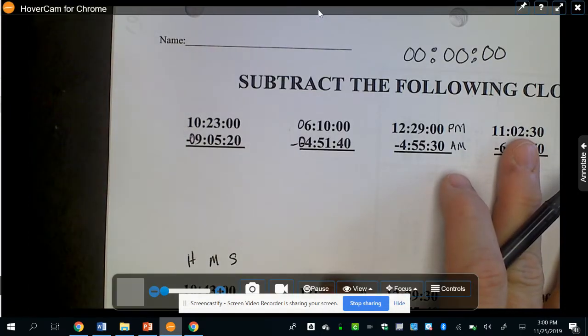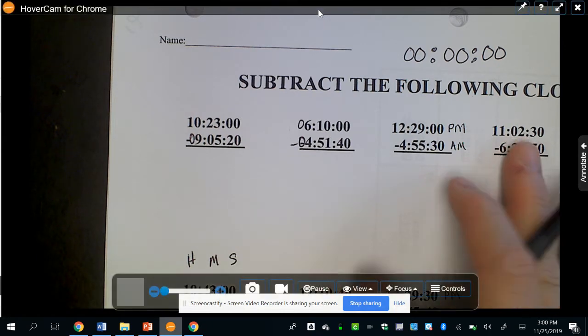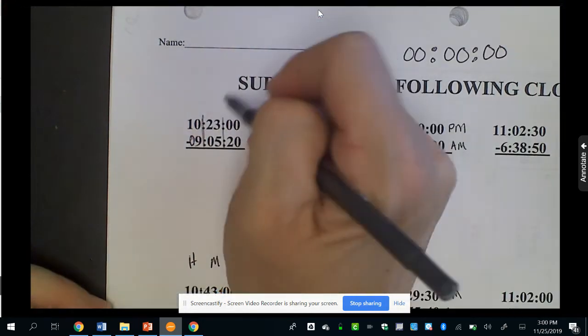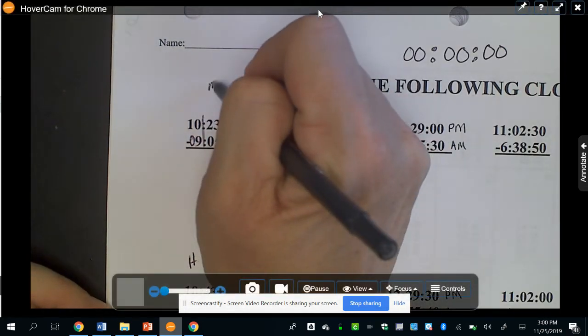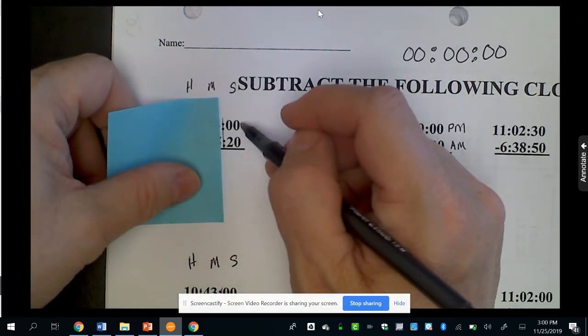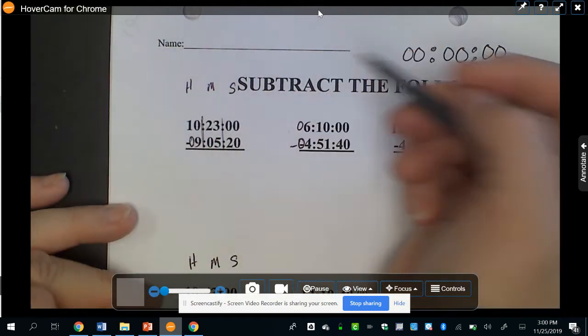I'm going to then take you to another example where we're going to have to borrow. And there's just a reminder, 60 seconds in a minute, 60 minutes in an hour. I'm going to put my little reminder lines in by my colons. I'm going to look at my seconds first, then my minutes, and then my hours. And since I can't take 20 from 0 and not end up with a negative number, I'm going to have to borrow from the minutes.